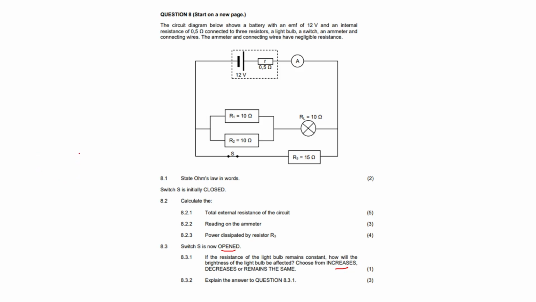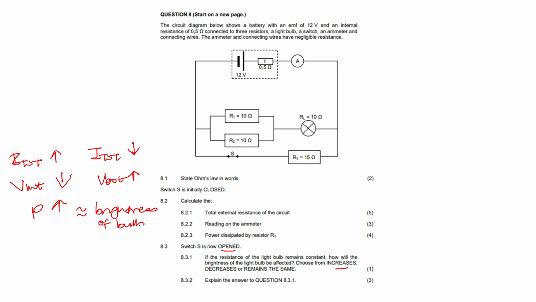So the switch is now opened, right? So that means the total resistance of the circuit increases, but then the total current decreases. Bear with me. The internal volts will decrease, but the external volts will increase. And as a result, the power output will increase, which means the brightness of the bulb will also increase.